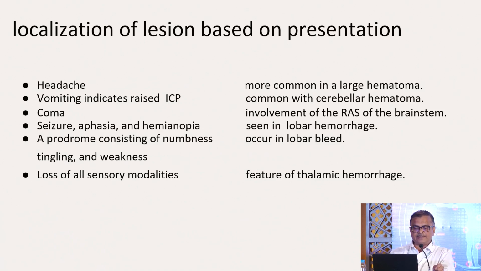And based on clinical presentation, you can localize the site of lesion inside the brain. So here, if headache is there, most likely it's due to hematoma. Vomiting indicates increased ICP. A prodrome consisting of numbness, tingling, and weakness is pointing towards ocular bleed. Again, if there is loss of all sensory modalities, then you can say chances are there of a thalamic hemorrhage.